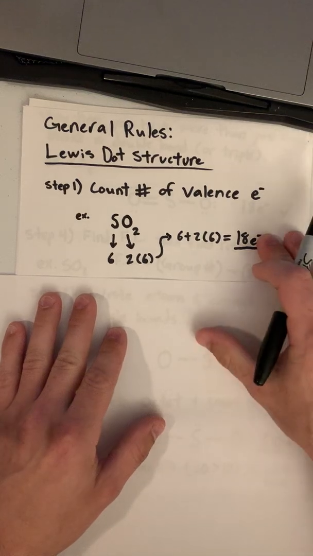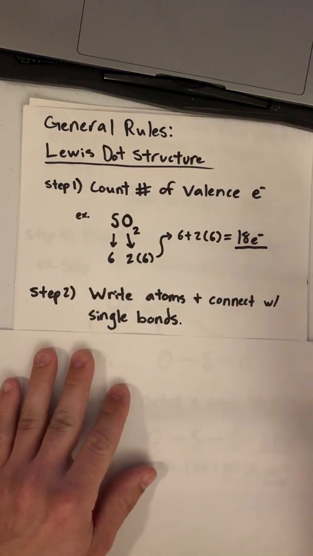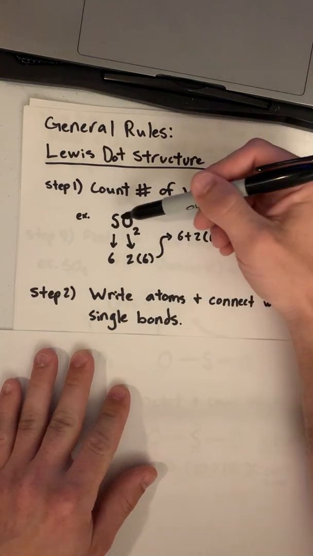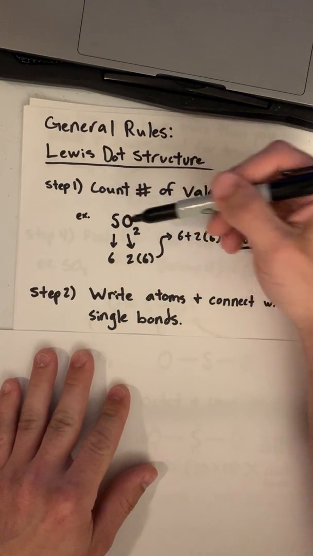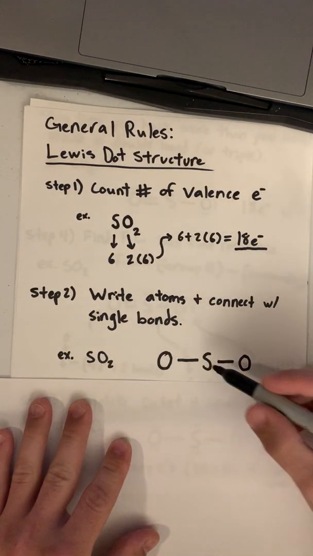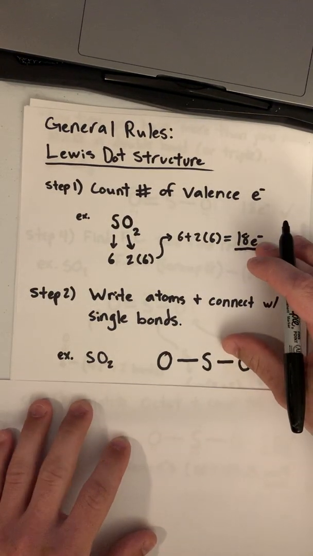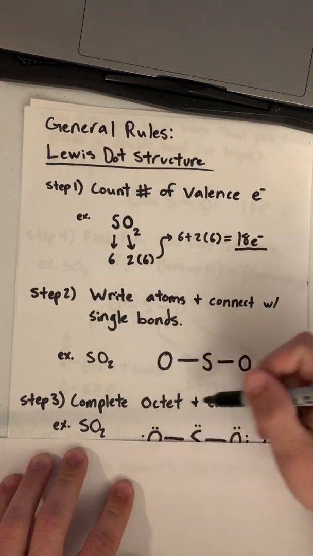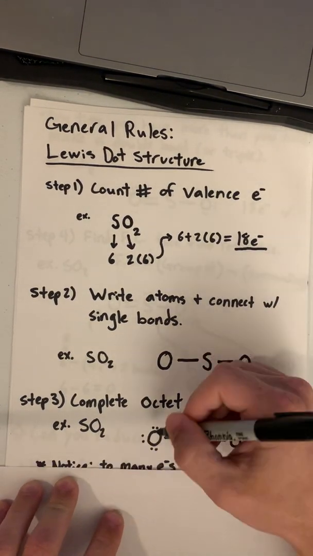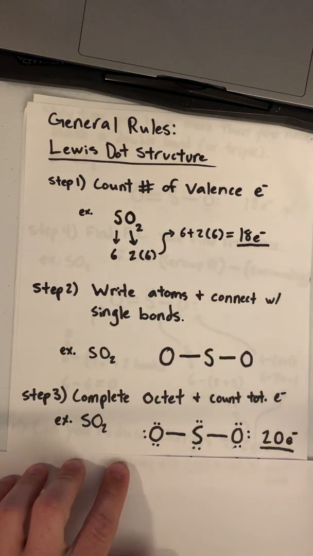valence electrons. All right, so now moving on to step 2, we're going to write our atoms and connect with single bonds. Our first atom listed here is going to be our central atom. So it would look just like that. We wrote it just with our single bonds. Next, go ahead and complete with the octet and then count your total electrons. So just go ahead, complete your octet just like this and see how much it gets you.